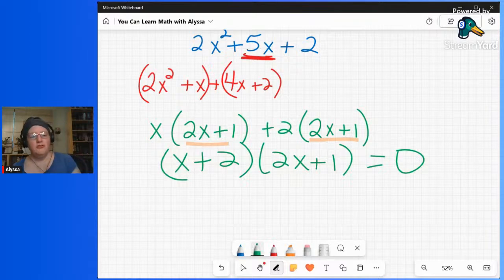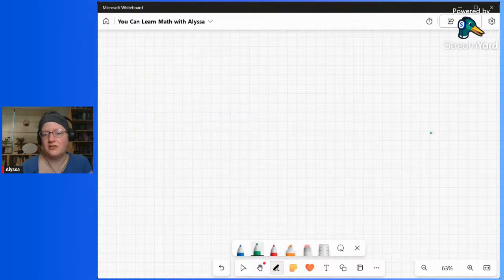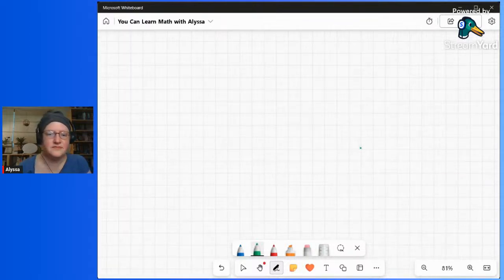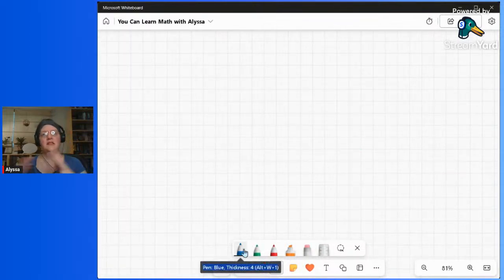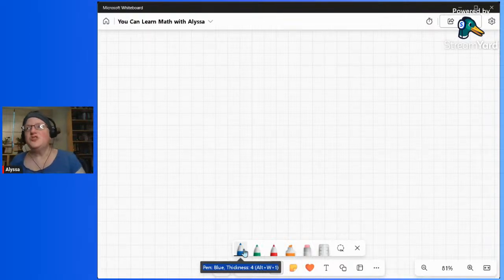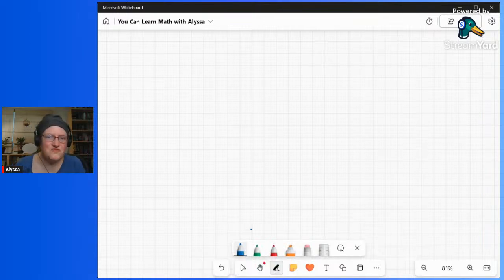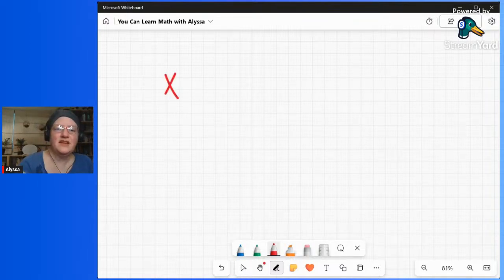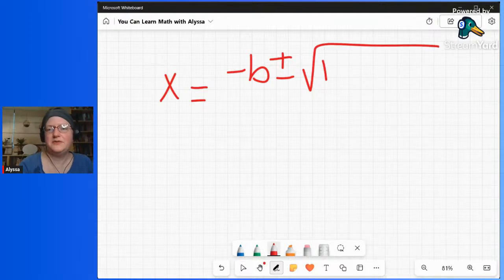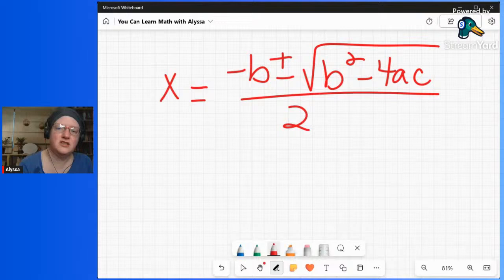Woohoo! Right, but what happens when you're asked to solve and you cannot factor? It just can't be done. What do you do then? Then we pull out the bad boy, the quadratic formula. It's so helpful, but I totally get why most people don't like it, because it is complex. It can be difficult to remember it. Here it is. X equals negative b plus or minus the square root of b squared minus 4 times a times c all over 2a.